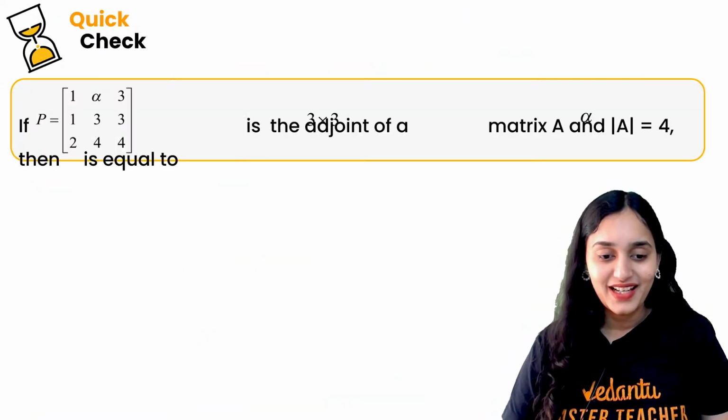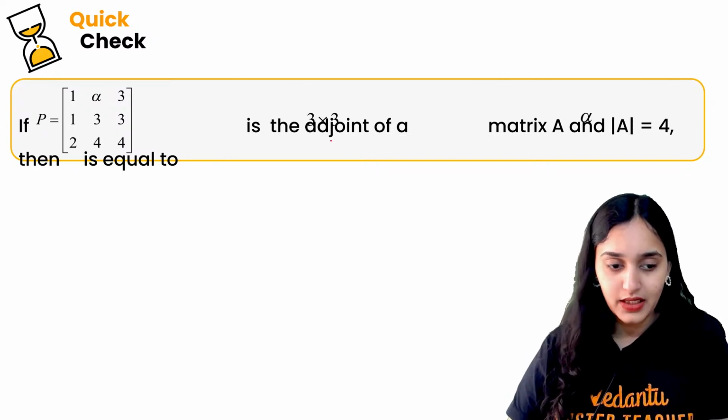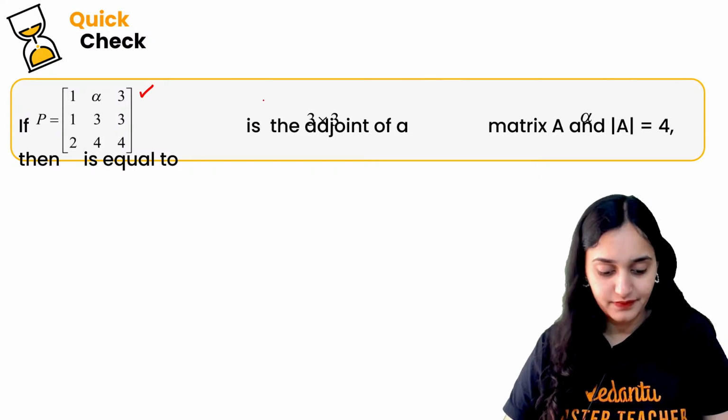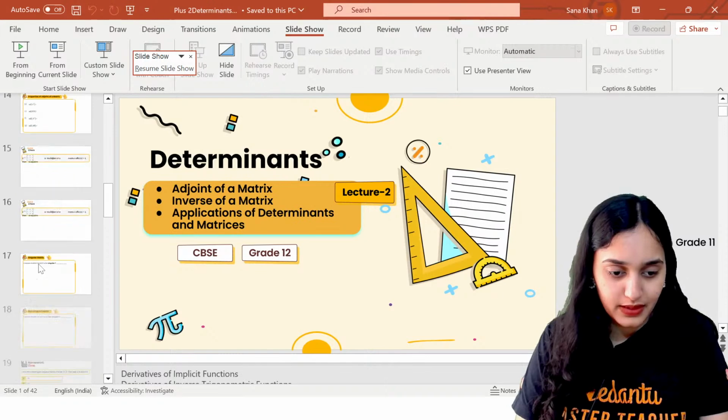Okay. Moving on to some questions. Something jumbled up. If P matrix is this, give me just 1 second. I'll edit it so that you can read it properly.